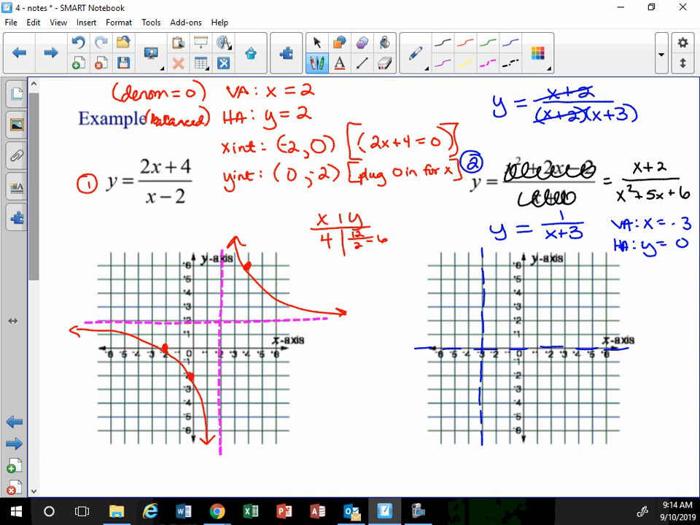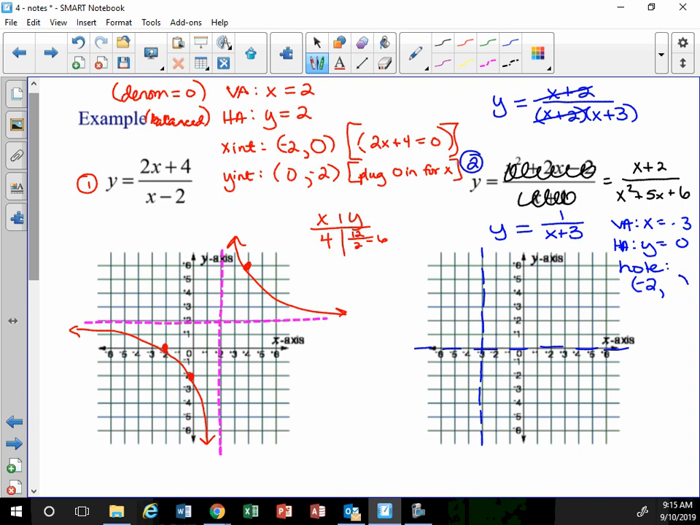Okay, we said we have a hole this time, right? So let's think about where our hole is going to be. I need the coordinates, like the x and y of the hole. So we crossed out the factor x plus 2. So what do you think the x of the hole is going to be? 2 or -2? -2, yep.